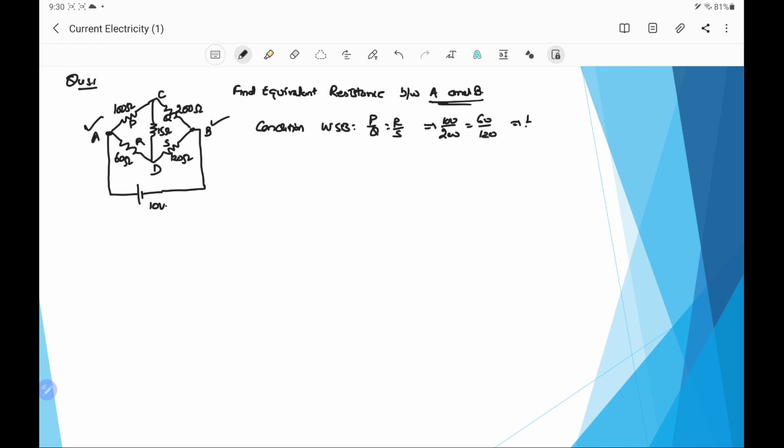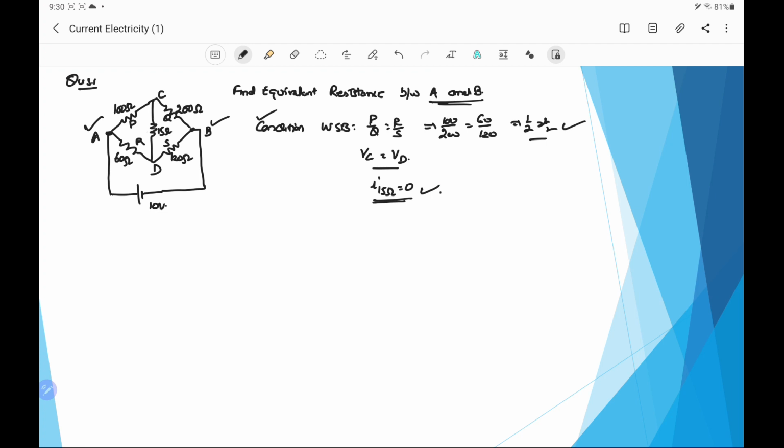This implies that 1 by 2 is equal to 1 by 2. This means the condition of Wheatstone bridge is satisfied. Hence, terminal C has the same potential as D. That means there is no current in the 15 ohm resistor. So I across the 15 ohm resistor is 0.